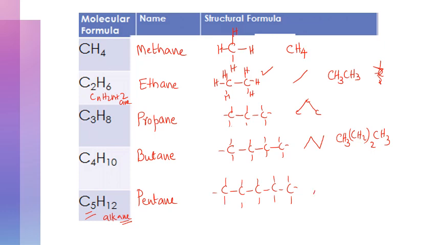So 1, 2, 3, 4, 5. So CH3, and I have how many CH2 in between? 3 of them, and CH3. Okay, that's how we can write and name the saturated hydrocarbons, which are alkanes.